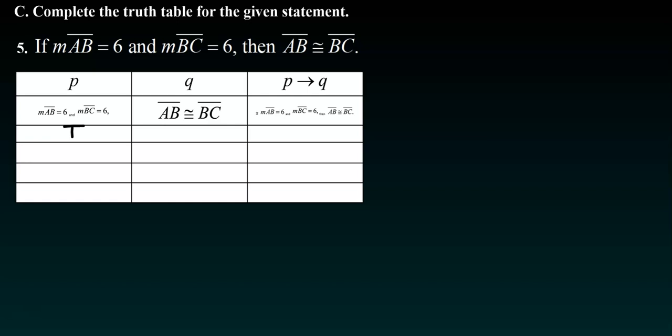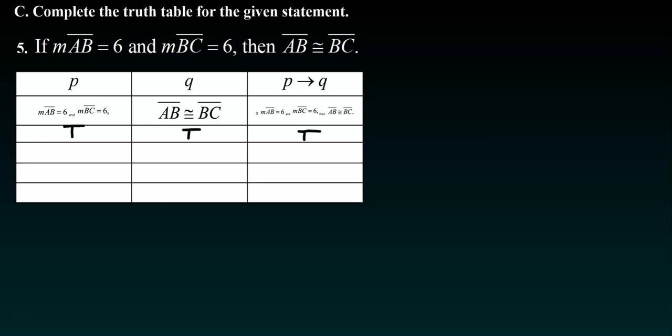Then we look at the second box and we put a T in it. We're going to make the assumption that this is true: side AB is congruent to side BC. If those two things are true, then we have to decide, is the conclusion true? If the measure of AB is equal to 6 and the measure of BC is equal to 6, then side AB is congruent to side BC. Well, AB is 6 and BC is 6, so they're the same number, so this is also true.